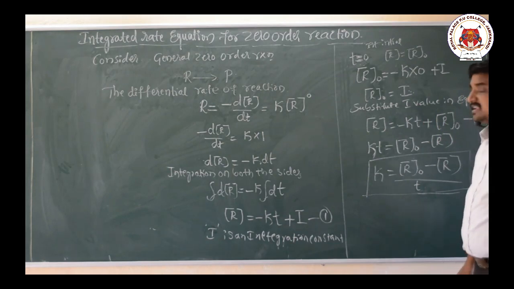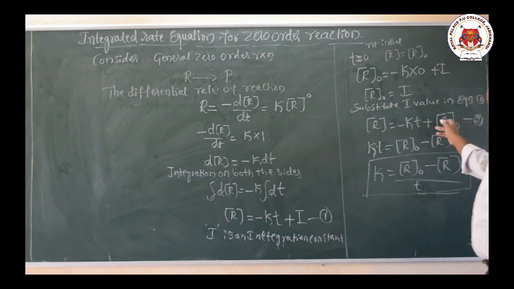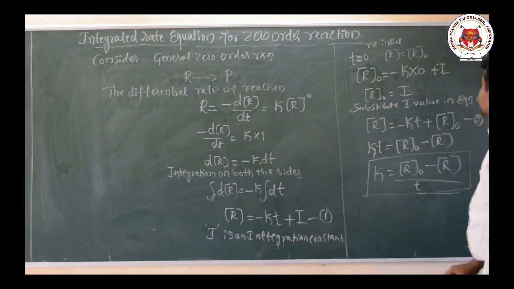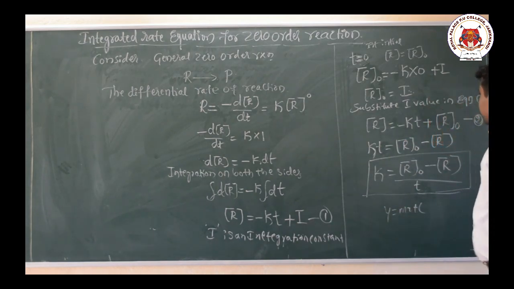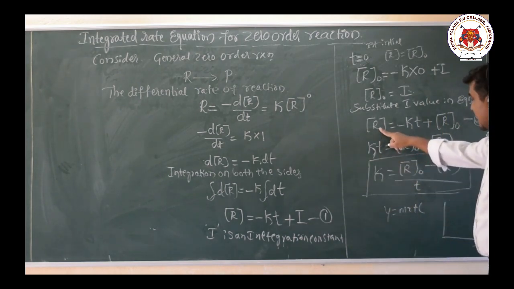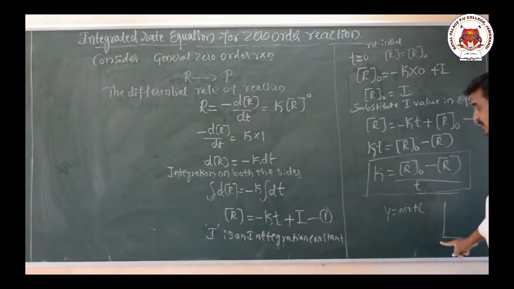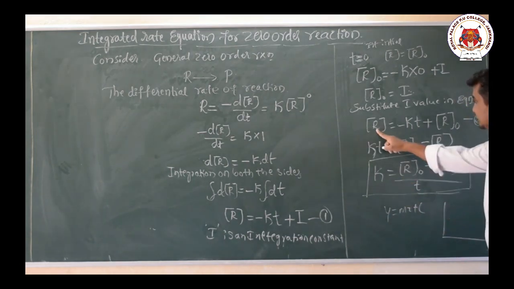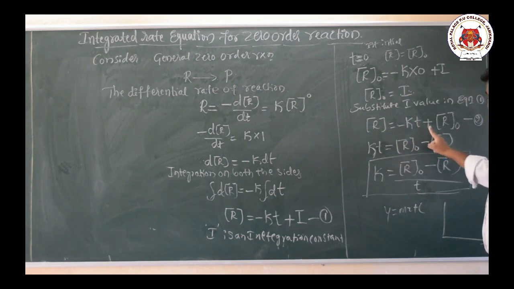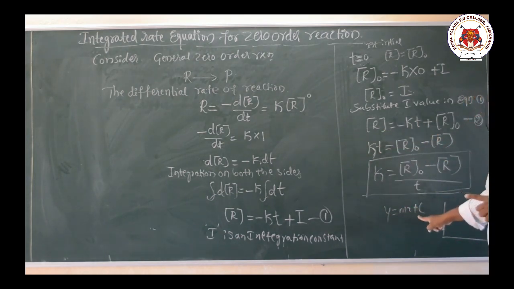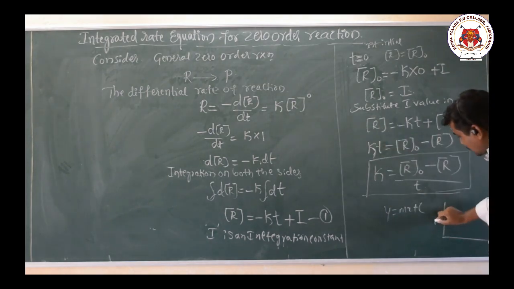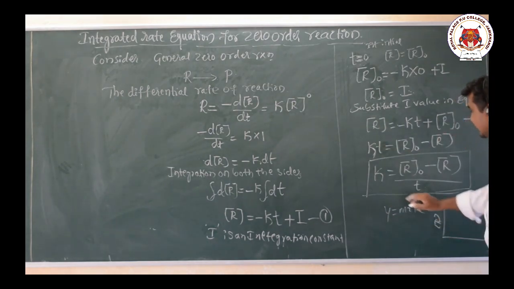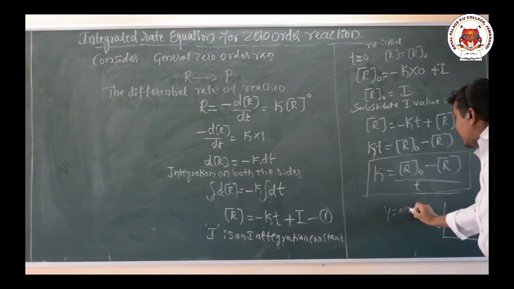Equation number 2 is in the form of y equal to mx plus c. After plotting this graph along the y-axis and x-axis, what does y mean here? It is R. This is the y-axis and this is the x-axis, because equation number 2 is in the form of y equal to mx plus c. So on the y-axis we have the concentration of R, and on the x-axis we have t.